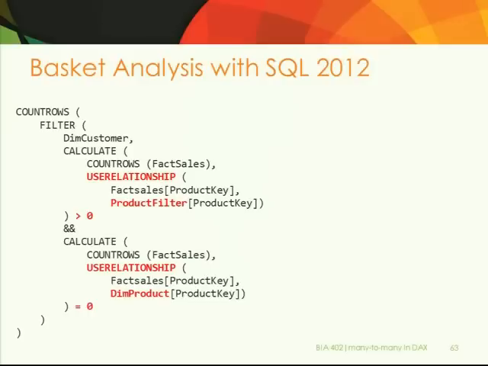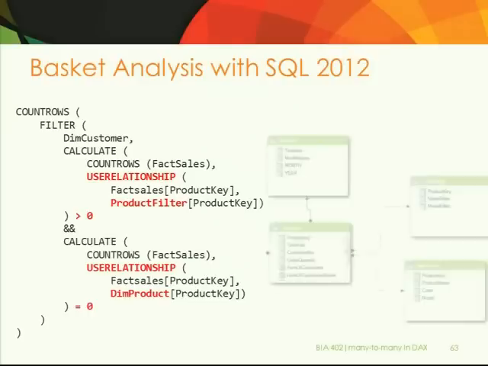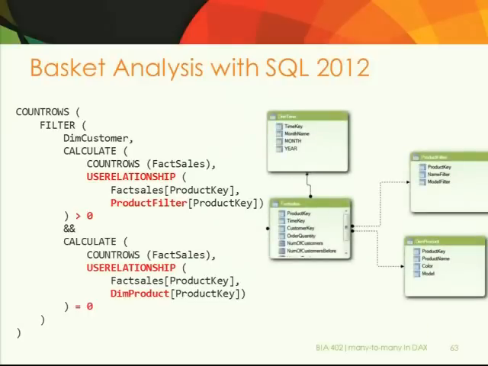This is the same formula as before, written using the new syntax. This is the data model. You see that we have a filter over dim customer, and then two different CALCULATEs. One computes the number of rows in fact sales using the relationship between the fact sales and the product filter. The other one computes the count rows of fact sales using a different relationship between product key and dim product. And we use equal to 0 down, greater than 0 up. This computes customers not having the product.